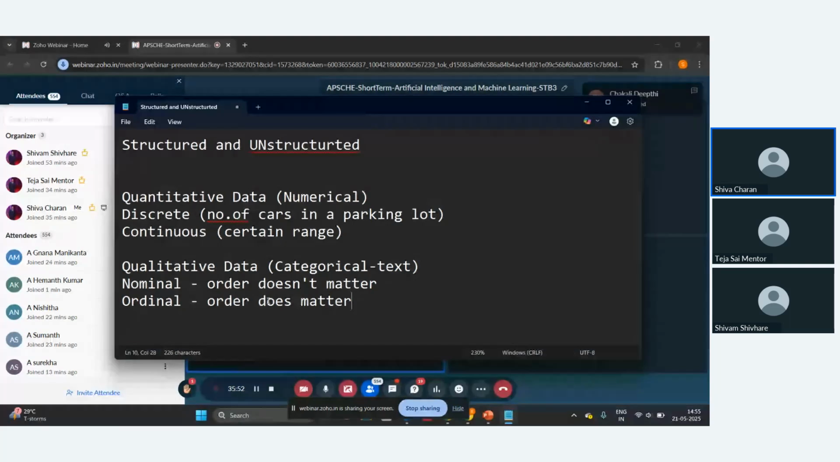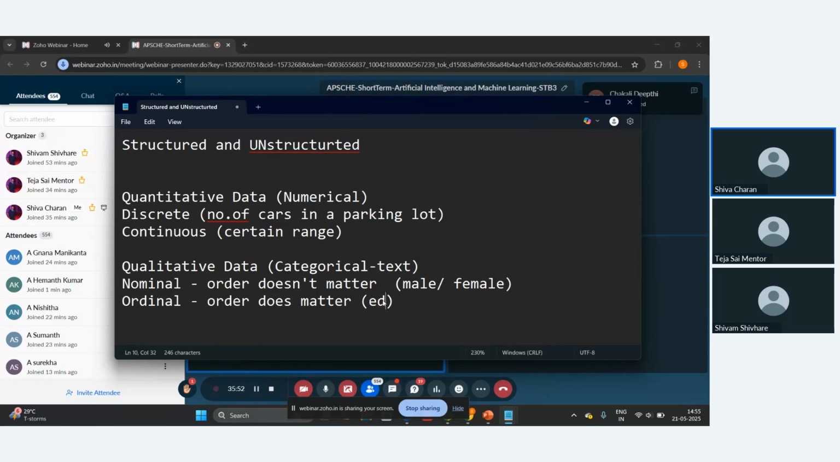Anyone can come up with an example. What is this order doesn't matter and order does matter? See, the main thing is, order doesn't matter, order does matter. Order doesn't matter means, let's say gender. In gender, does an order matter? No, right? It could be male or it could be female, correct? But in ordinal, what happens? Here, the order does matter.